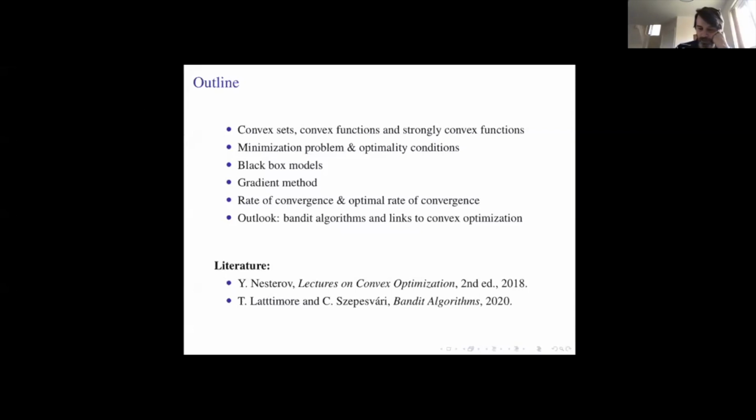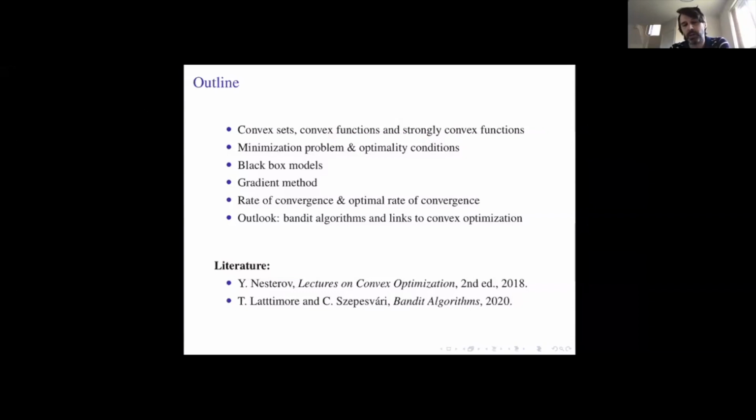Very simple. Define what a convex set is, convex functions. I guess up to here, possibly most people know what that is. And then I'll introduce something that is quite important in optimization. This is strongly convex functions. It's just an extra condition on convex functions. So I'll explain that.